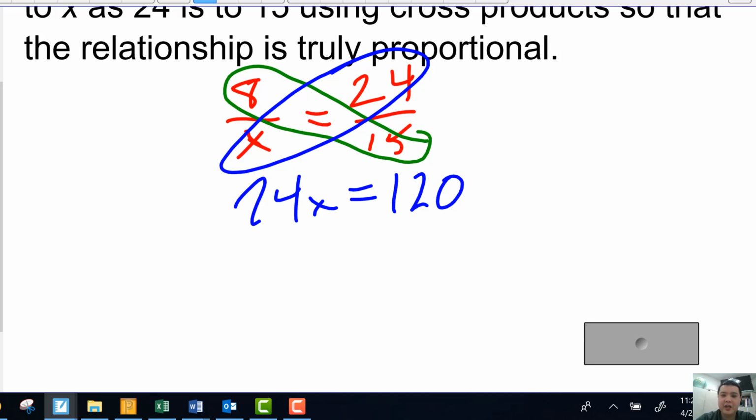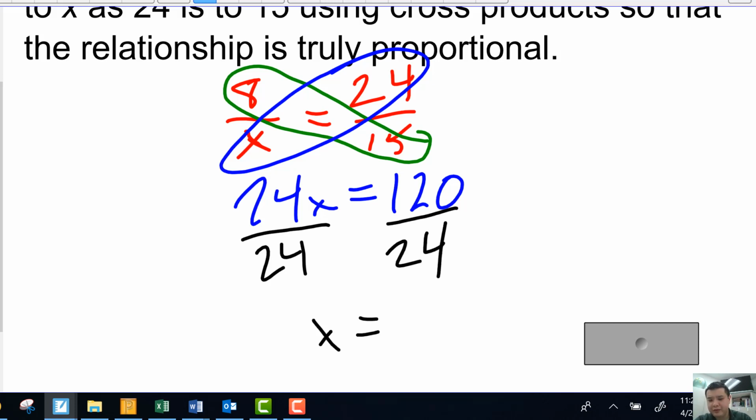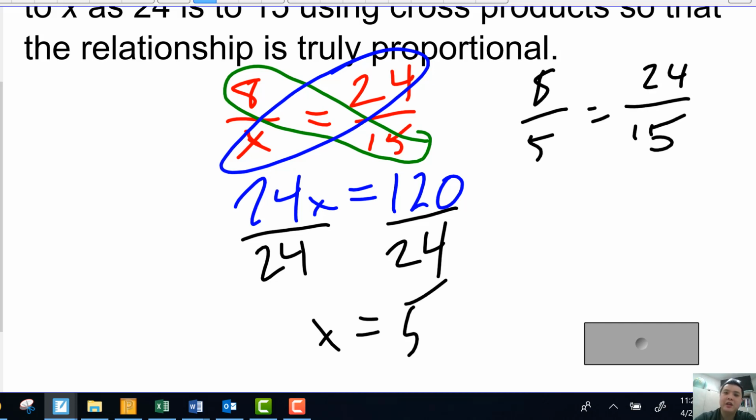Then we divide both sides by 24 to solve for x. X equals 5. So we're saying that 8 to 5 is the same thing as 24 to 15. And this one we can easily see because we can multiply 8 by a whole number to get 24, so multiply by 3, and 5 by a whole number, multiply by 3 and get 15. And our answer is x equals 5.